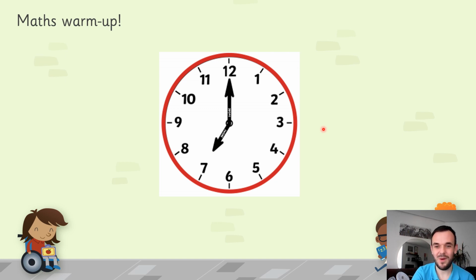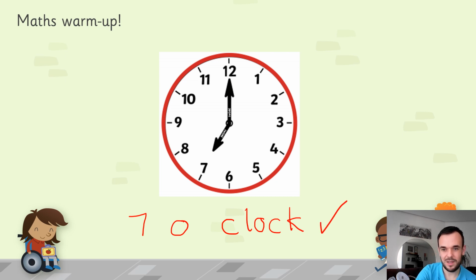Okay, I can see you've all had a go at writing down the time. We said the big hand is pointing to the 12. The little hand is pointing to the 7. So we know that this must be 7 o'clock. And we write it like this. 7 o'clock. If you got that right, give yourselves a big tick. Well done. If not, go back and have another go.